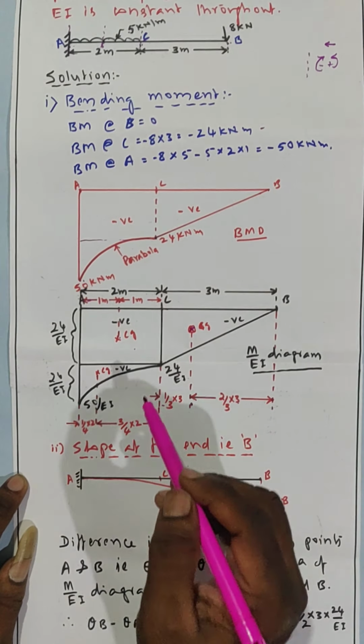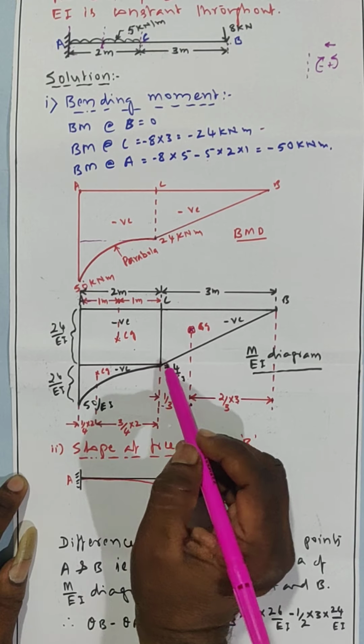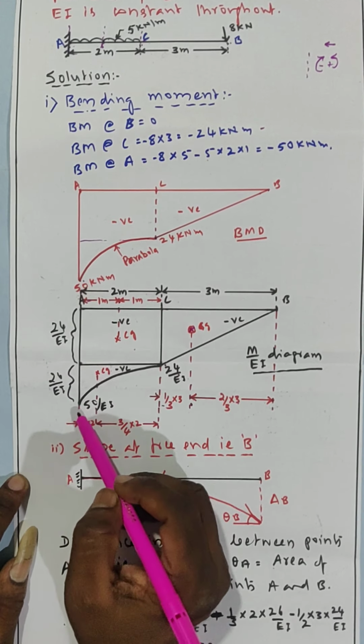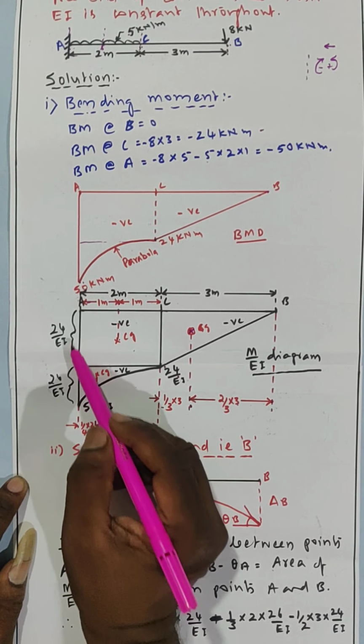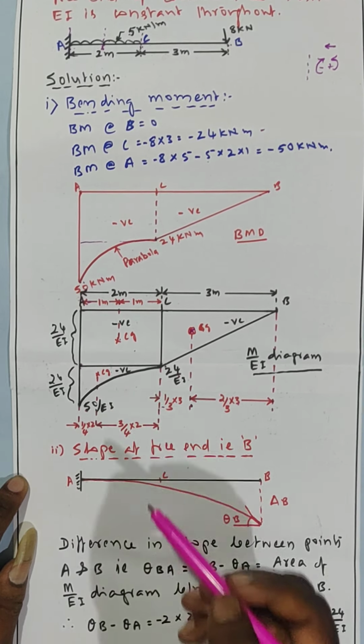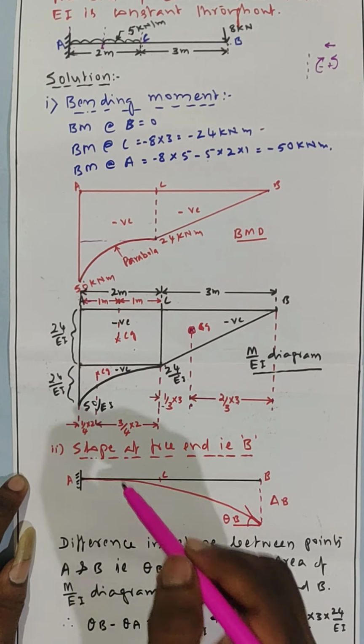1 meter. Then see, this height is 24 by EI, which means this height is also 24 by EI. Then this is 24 by EI, which means the total is 50 by EI. Minus 24 means 26 by EI is from here to here. This is a parabola. See, I have given it in the notes.